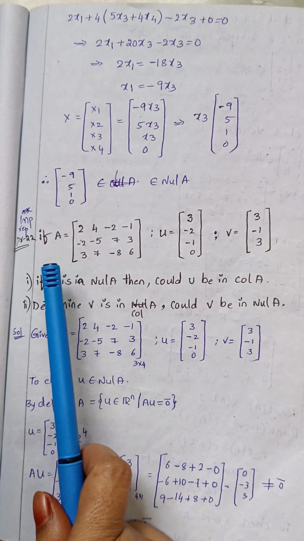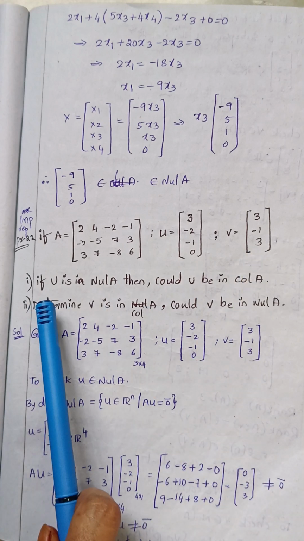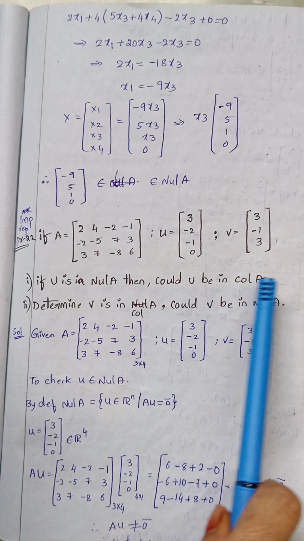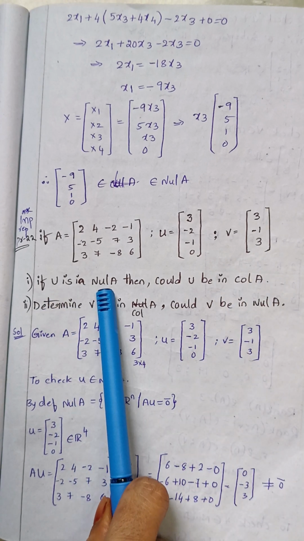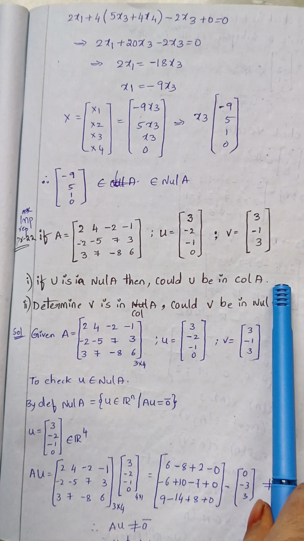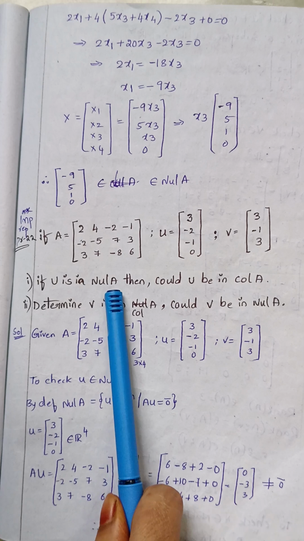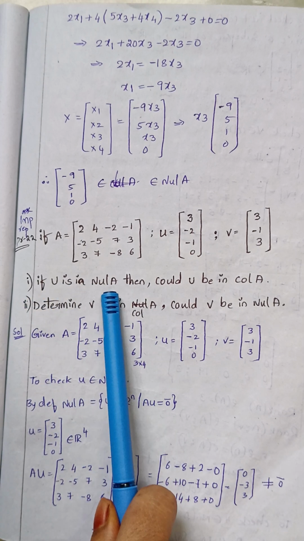Similarly, we have one another problem. A is given, and U and V vectors are given. If U is in Null A, then could U be in Col A? So, we have to check whether U is in Null A or not, and also whether U is in Col A or not. Let us check. If U is in Null A, we only need to verify the condition that A times U equals 0 bar, according to the Null A definition.